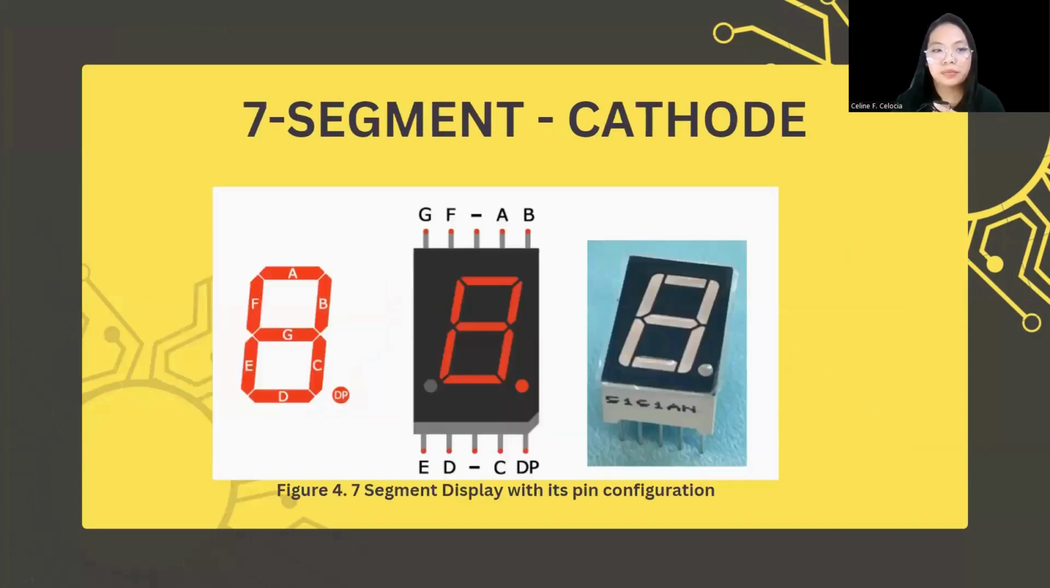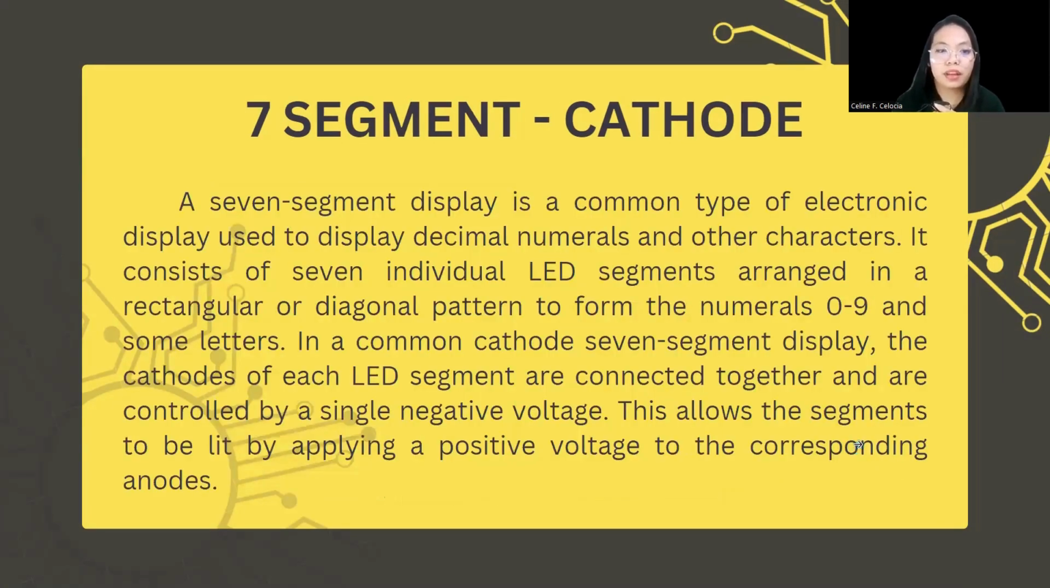Next. Here we have the 7-segment display with its pin configuration, the 7-segment common cathode. Next. A 7-segment display is a common type of electronic display used to display decimal numerals and other characters.